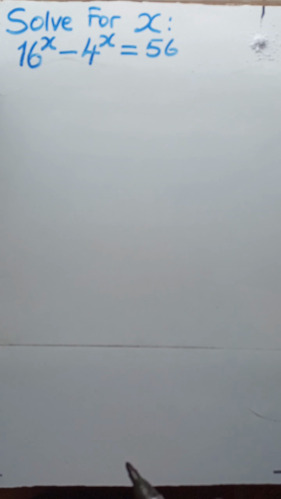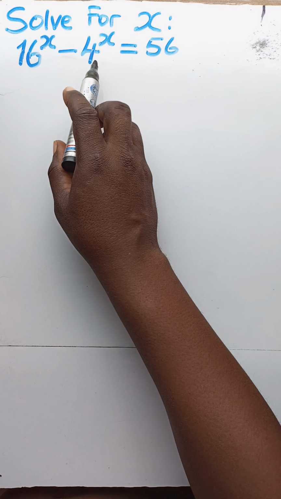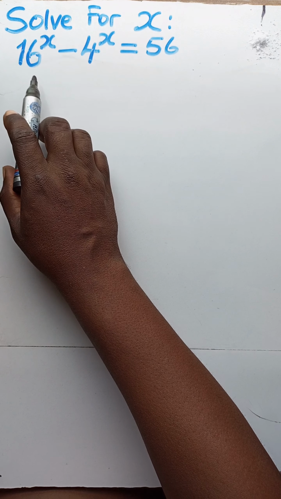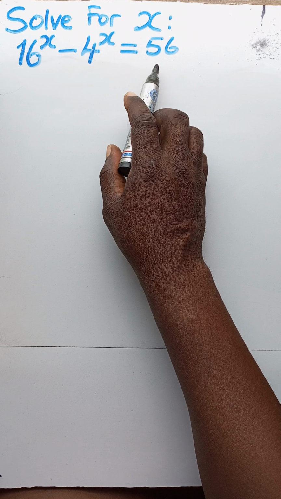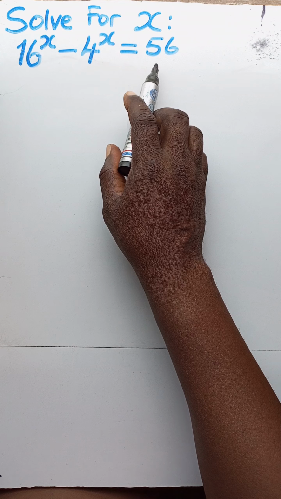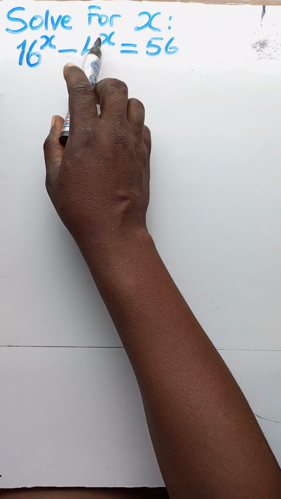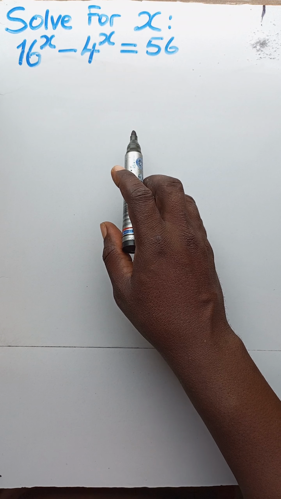Hello, let us look at this exponential equation. 16 to the power x minus 4 to the power x is equal to 56. This exponential expression is not like the ordinary ones that we have been solving in the past. Why? Because we cannot express this and this to an index form that have the same base.